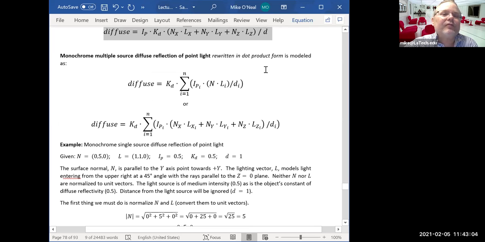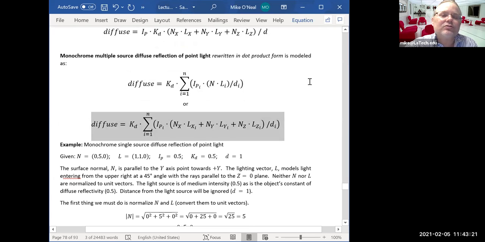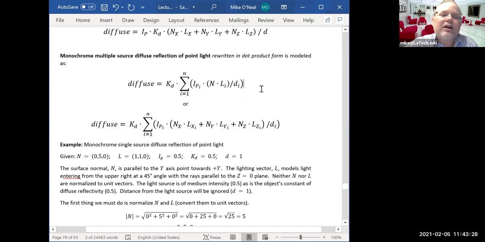We can now move on from a single source to a multi-source. And so the diffuse reflectivity for multiple sources is this, for source I to N. And again, before I break it out, the I, the L, and the D are subscripted. The N is not subscripted.